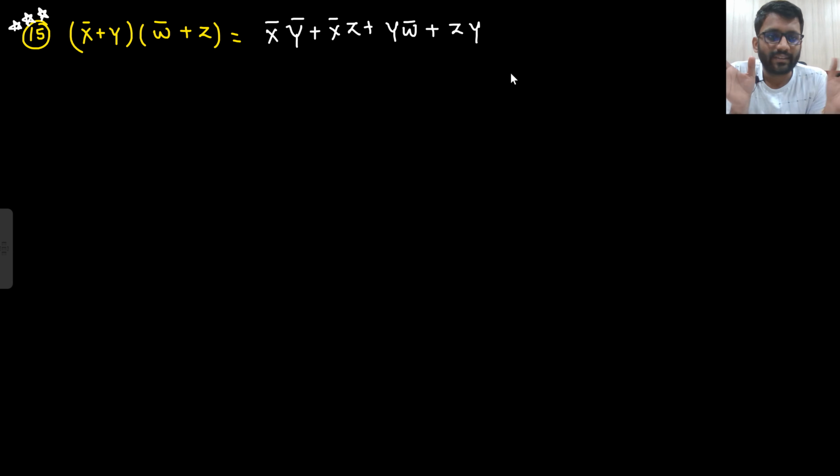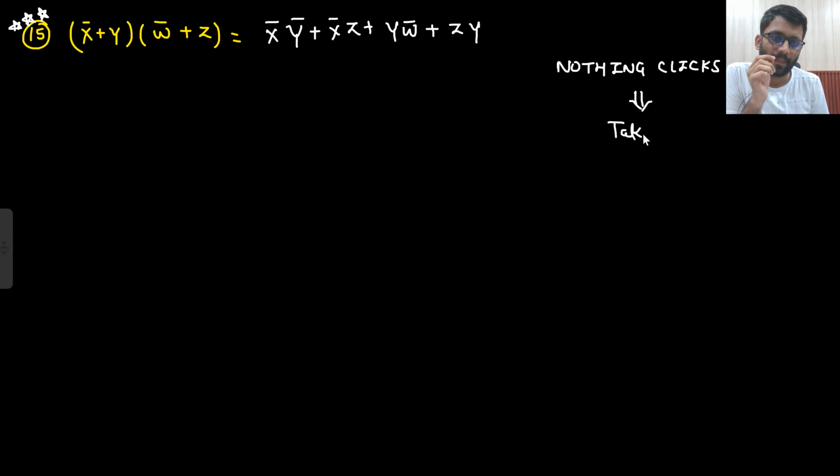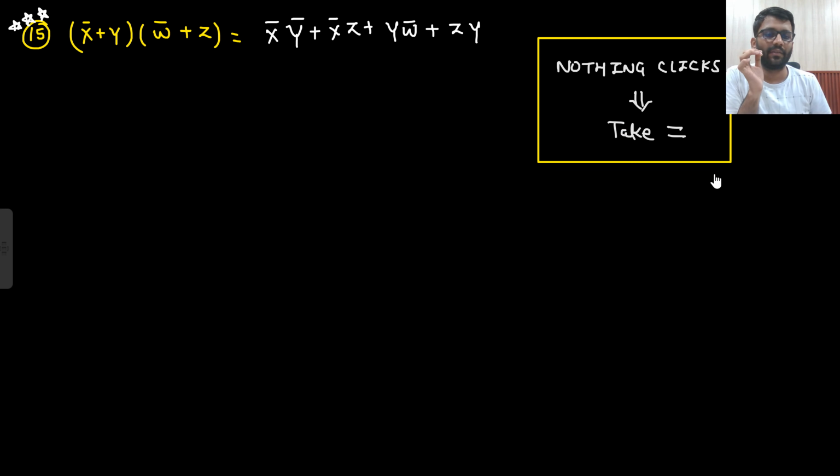So if nothing clicks, then take the double bar. What did I say? If nothing clicks, take double bar. That you need to take. Look, this is not the form I want. If I do this thing, it is becoming more complex, and the other way I thought of is taking me 7 possible cases. So if nothing is clicking, I will take double bar.